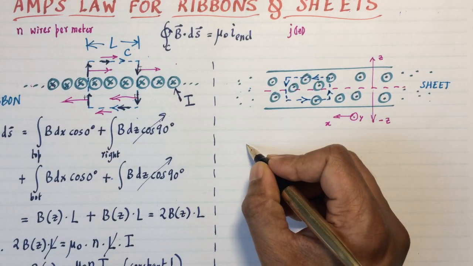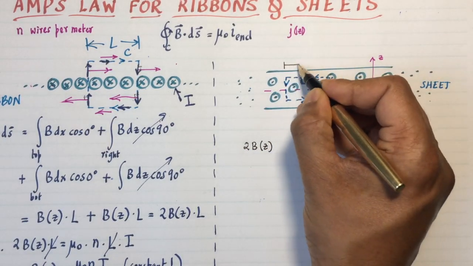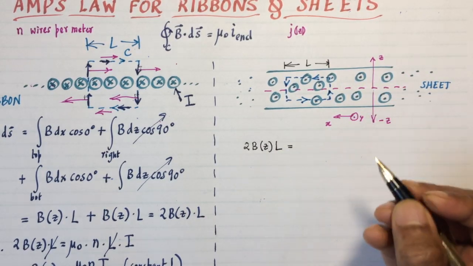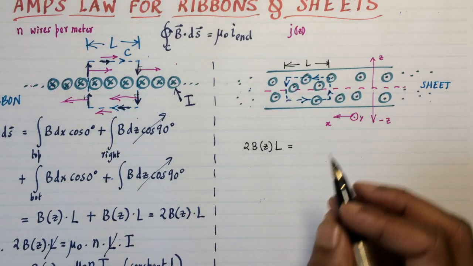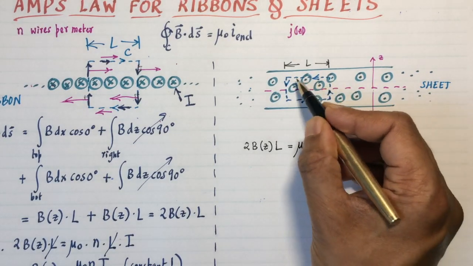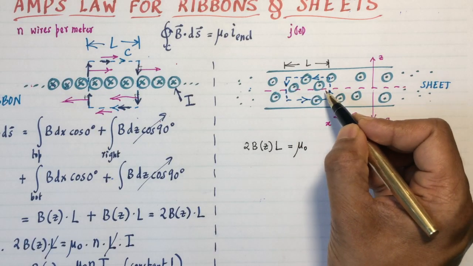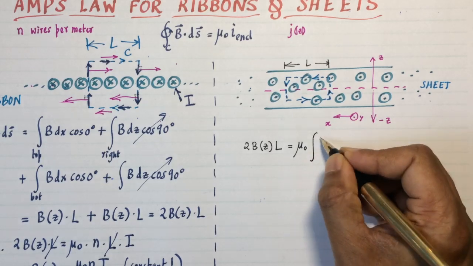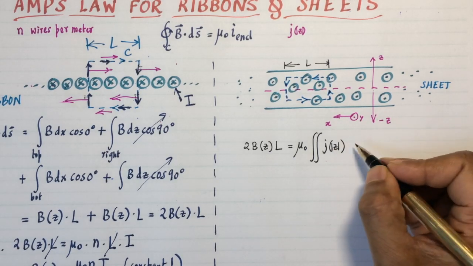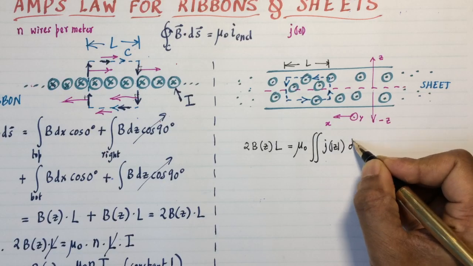I'll just get 2 times B of z times L equals, and now this is where you have to be a little careful. It's mu naught times the current enclosed by this loop. Now this loop has got a current density, so we have to take the double integral of J as a function of mod z times the area, and the area is just dx dz.